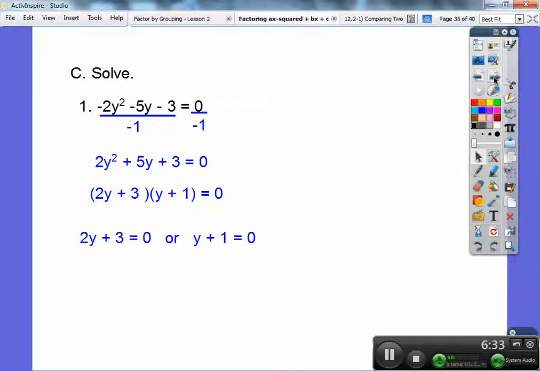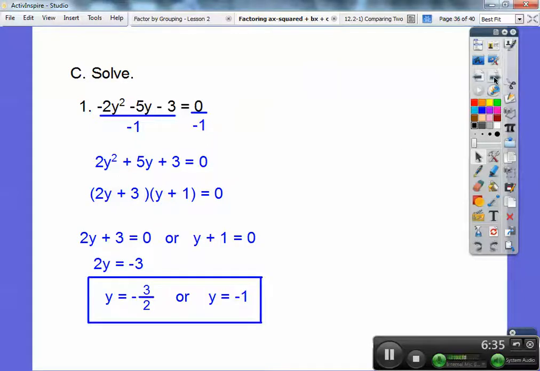Okay, there we go, and I'm going to subtract 3 and subtract 1, and I get y equals -3/2, or y equals -1. Here I divided both sides by 2. That's where I got the -3/2. Here I just subtracted 1 on both sides.